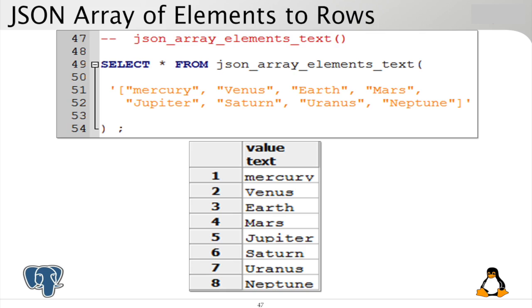Okay, but wait, there's more here. I told you that these functions were going to be fun. So let's have a look at this one. Suppose you have a JSON array of items and you want to convert it into rows. For this purpose, we have the JSON array elements text function. You invoke it by passing the JSON array of elements, and it returns a record set with one column and several records. In this case, we're passing an array of the planet names.